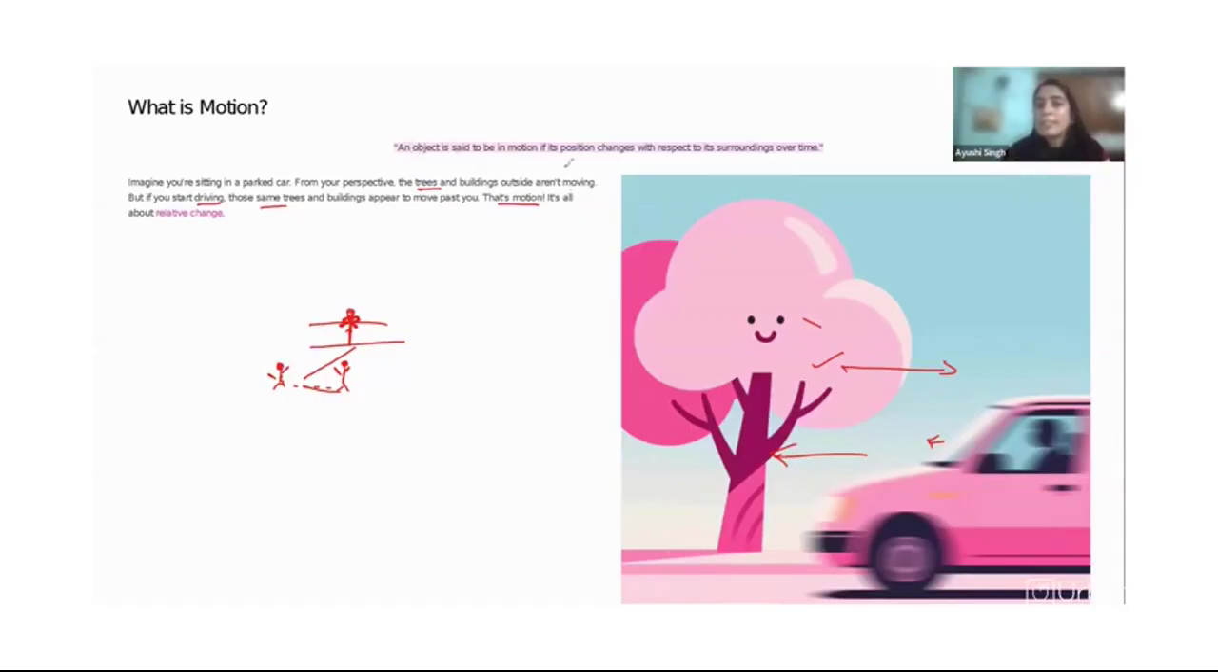So an object is said to be in motion if its position changes. Okay, if I am at position A and I move to B with respect to my surroundings, maybe this is a house, this is a tree, so whatever changes are occurring in my surroundings, that can be called motion. A movement or change in position would be called the motion.